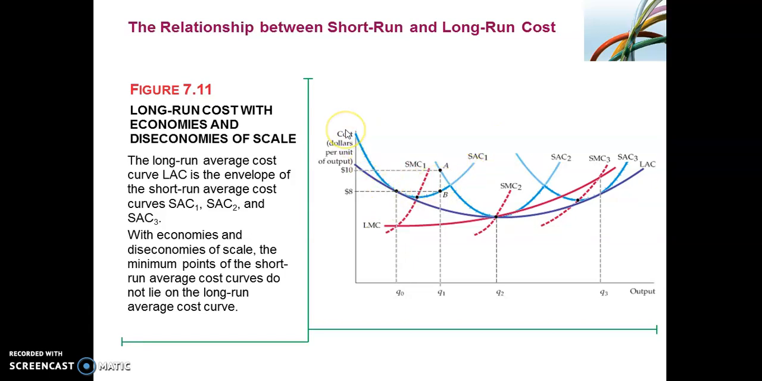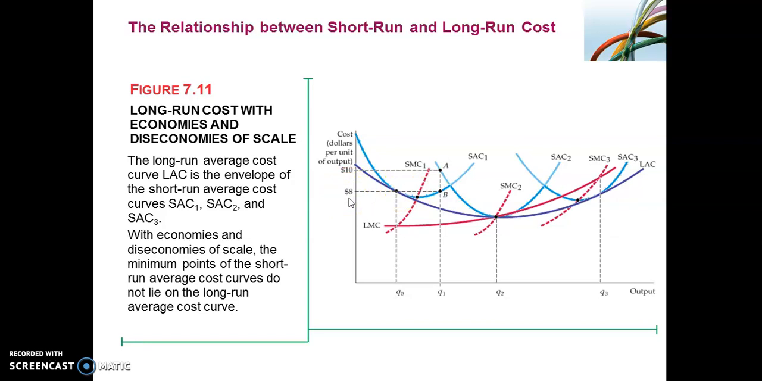So if you expected your output to be Q0, it would make sense to have the smallest shop size, and this would reflect your short run average cost for that shop, and the cost for that output would be $8. Now, if you were to then decide to produce at Q1, which is an expansion in terms of output, but remember you chose to have the smaller shop size, you would still find that you are on the short run average cost curve, and your cost in terms of dollars per unit of output would still be $8.